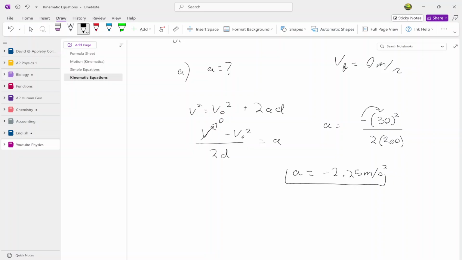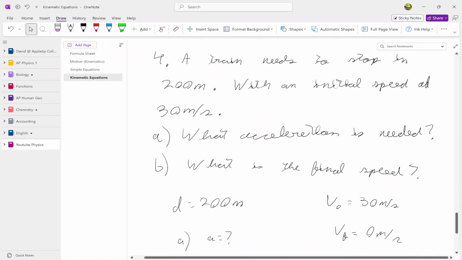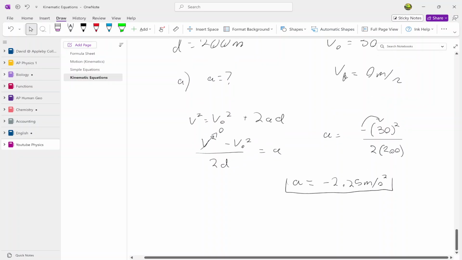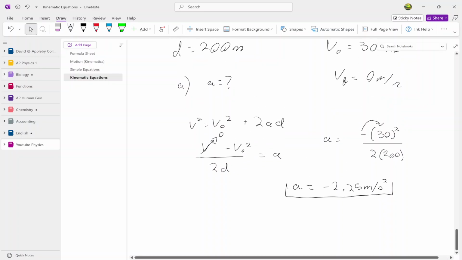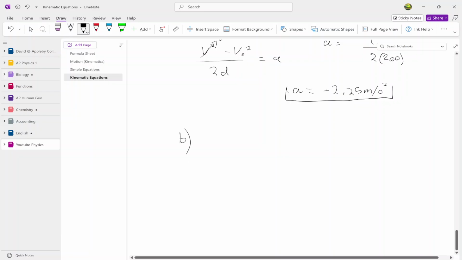But that is not possible because remember, acceleration is a vector. If this wants to stop and slow down, since the velocity is positive 30 meters per second, it will need a change in velocity to its opposite, right? And that would be negative. Okay, so obviously there it makes sense.